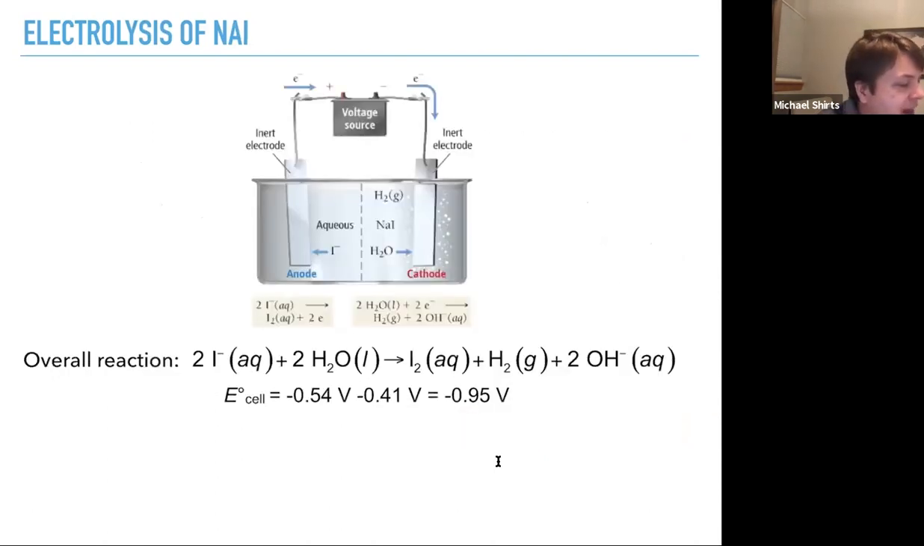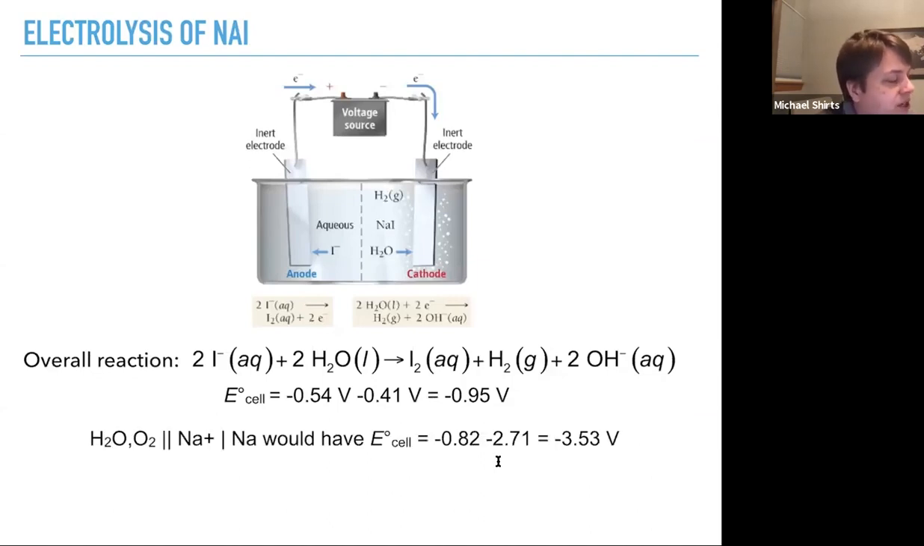So the overall reaction would be iodide ion plus water goes to I2, which dissolves in water, plus H2 plus 2OH minus. And at pH 7, you get a total E of minus 0.95 volts. You only need to apply that much voltage. There are two possible reactions on each side, assuming that the electrode is not going to react.